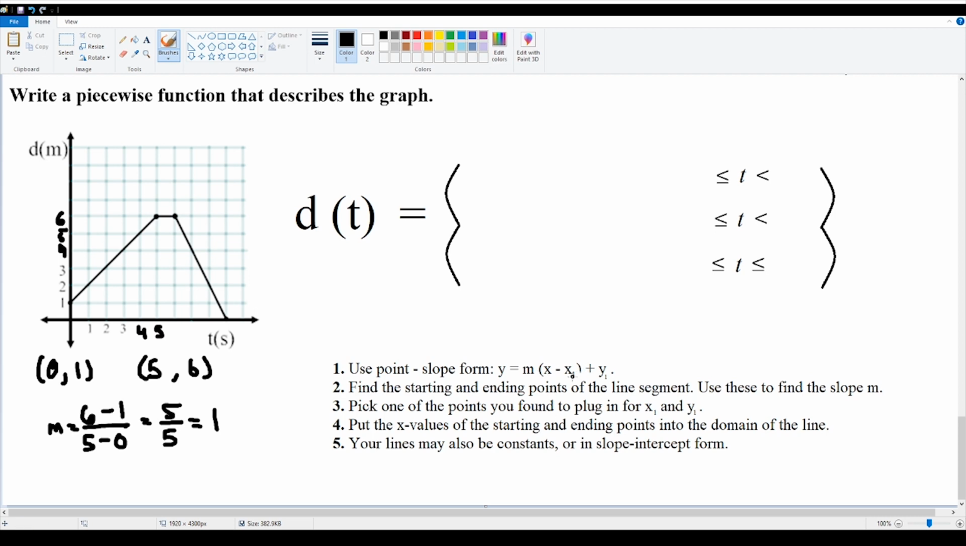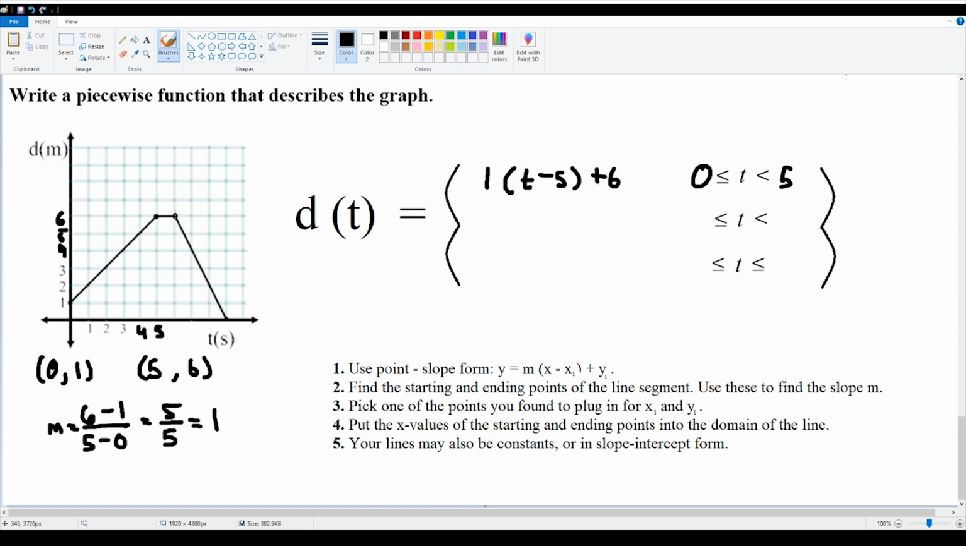To finish up our point-slope form, then, we just need to pick either one of the two points that we have and plug them into the equation. So let's use (5, 6). So here's our point-slope form equation. We've got our 1 from the slope right there, t minus 5, plus 6 because we're using (5, 6). We can also create our domain by just taking the starting and ending values from our points on the line. So this one begins at t equals 0 and ends at t equals 5, but doesn't technically reach it because we're going to pick up right over here for the next one.